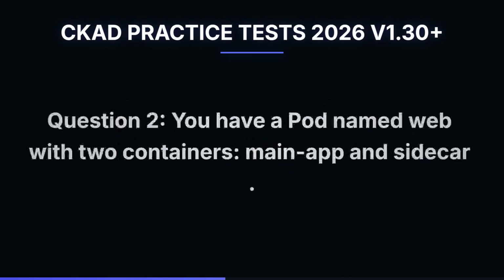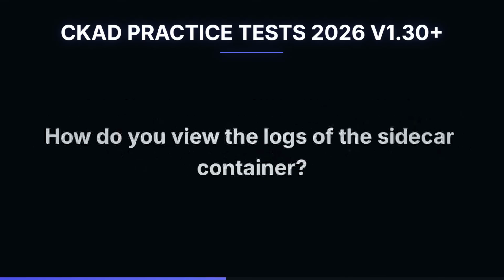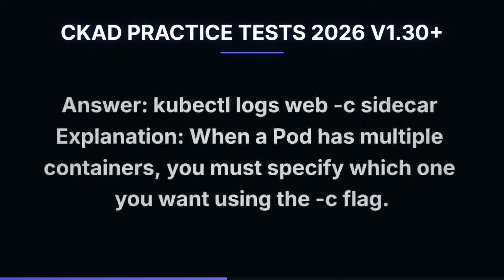Question 2. You have a pod named web with 2 containers, main app and sidecar. How do you view the logs of the sidecar container? Answer. kubectl logs web -c sidecar. Explanation: when a pod has multiple containers, you must specify which one you want using the -c flag.